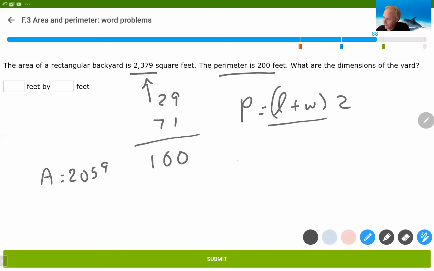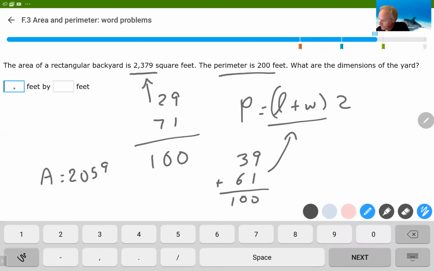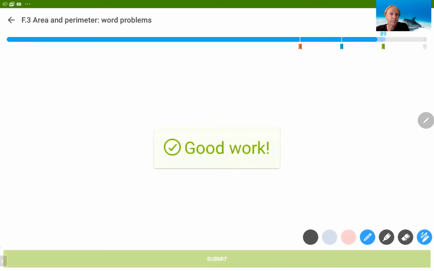So I'm going to try 39 and 61. That is also going to give me 100 if I add them. And so this is a possible length and width. And if I multiply, I get my 2379. 61. There we go.